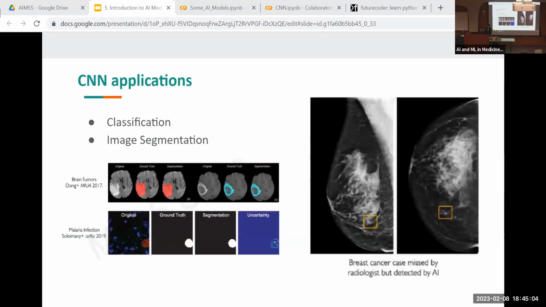An example of an application of CNN networks for medicine can be classification, like classifying the image to see if the image indicates cancer or not, which is seen in this picture, or image segmentation, where we want to segment the image and find the parts that might be irregular or might be a tumor. These all are applications of convolutional neural networks.